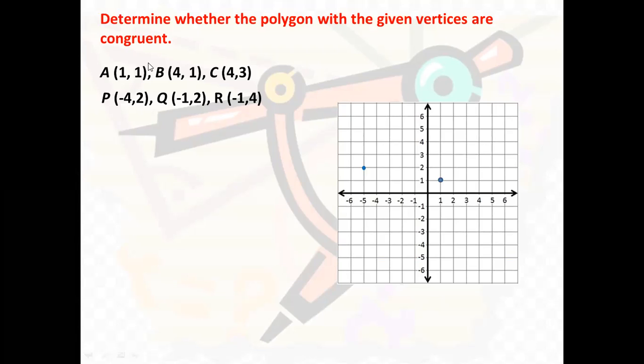All we need to do is first graph the pre-image. To graph that, you will have to plot the points. That's 1 is A, 4 1 is B, 4 3 is C. When you join them, you will get a triangle like this. This is the pre-image. Now the one we are going to draw is the image. For the image, we have PQR: negative 4 2 is P, negative 1 2 is Q, and R is negative 1 4. So ABC is the pre-image and PQR is the image.